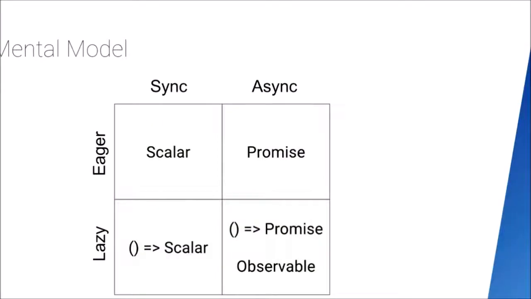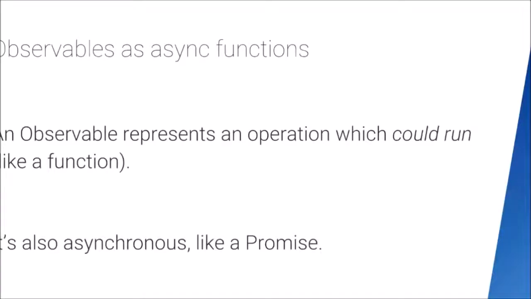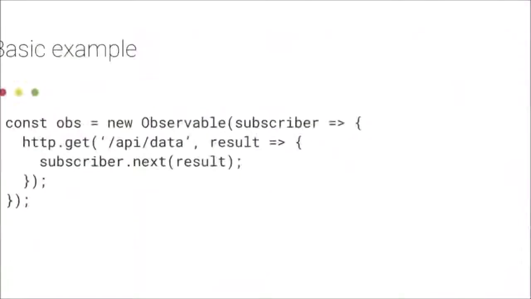Also in this box is the observable. And that is key. It's not a function that returns an observable. An observable is of itself an object that behaves like an asynchronous function. It represents an operation that could be performed and allows us to trigger that operation on demand whenever we want. And once we trigger that operation by subscribing, the values are returned asynchronously, just like a promise.